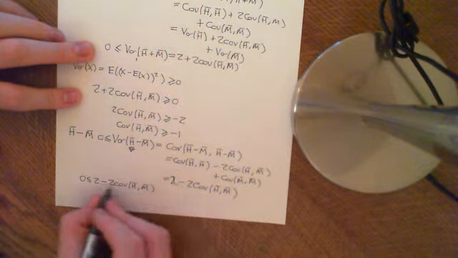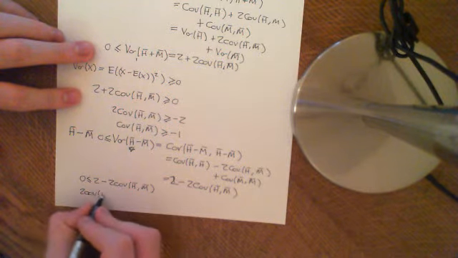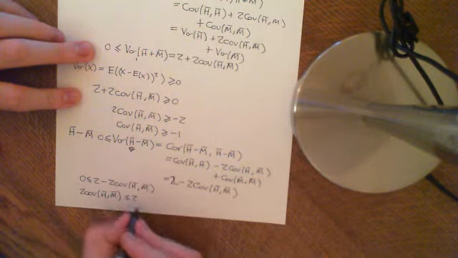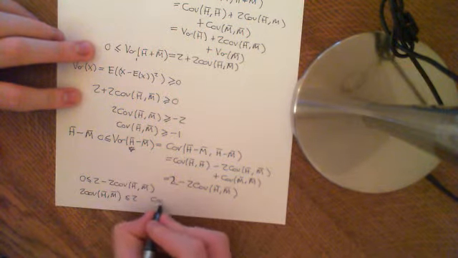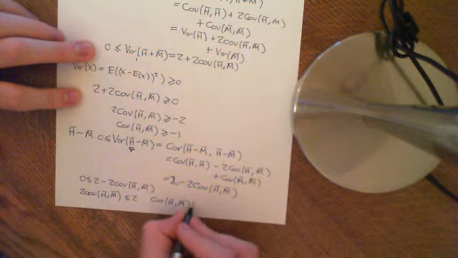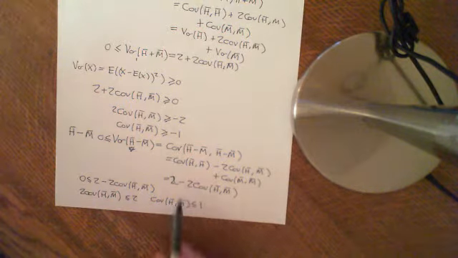Now this time we take this thing to the other side, and we get 2 times the covariance of h bar m bar is less than or equal to 2, and then multiply through by half, and we get the covariance of h bar m bar has to be less than or equal to 1. So that is what we need. We have the two inequalities that we need.